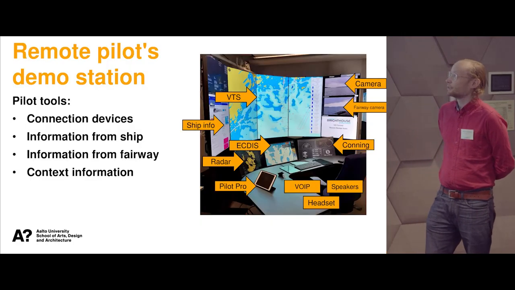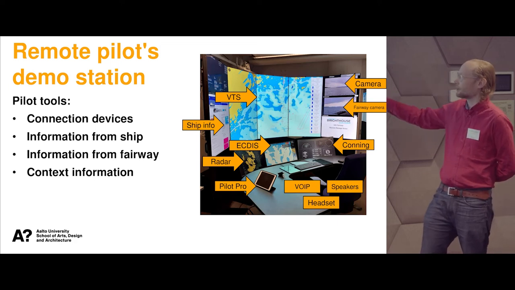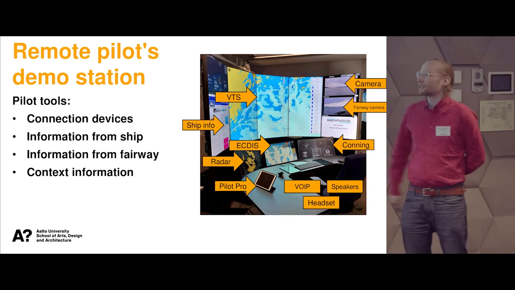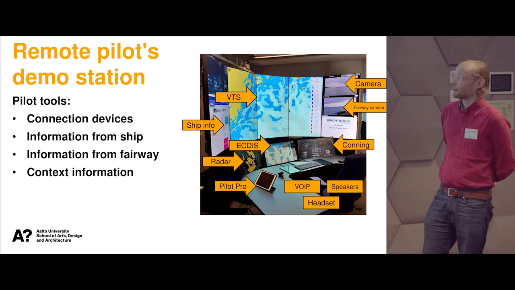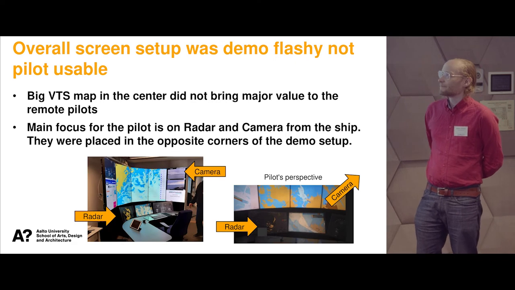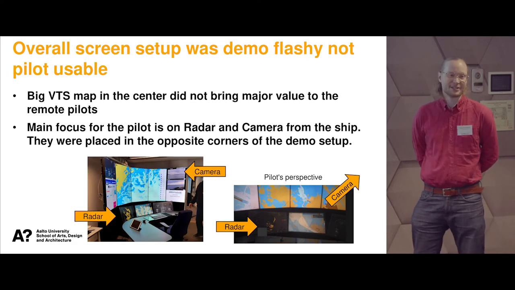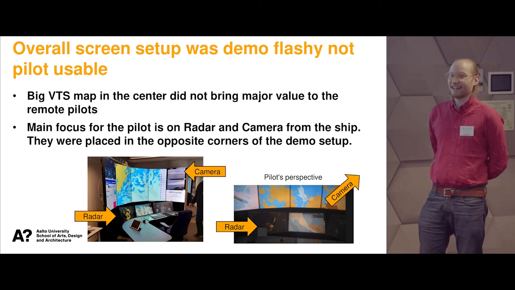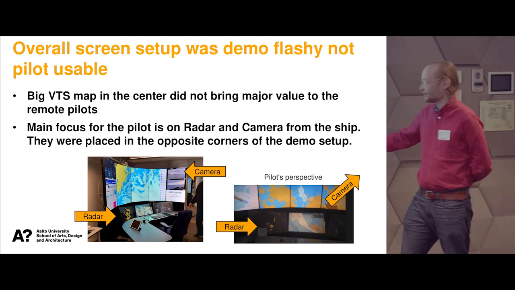So this was the remote pilots demo station, and you've seen the picture. Now there are the labels, what are the tools actually present here. So connection devices, information from the ship and from the fairway, and some context information. So the overall screen setup was demo flashy, not pilot usable, sorry to say. This was the pilot's perspective.